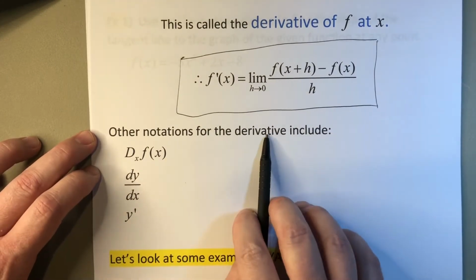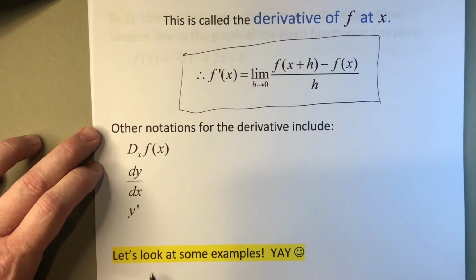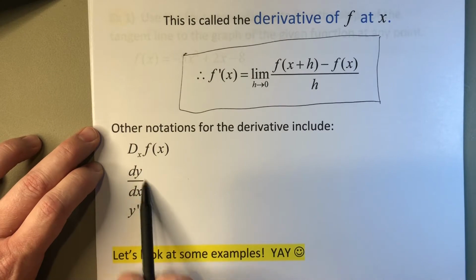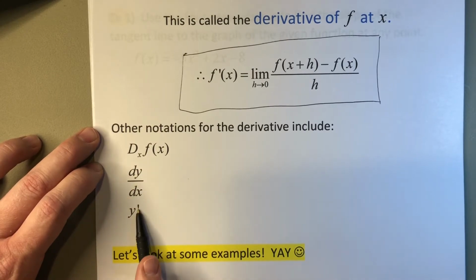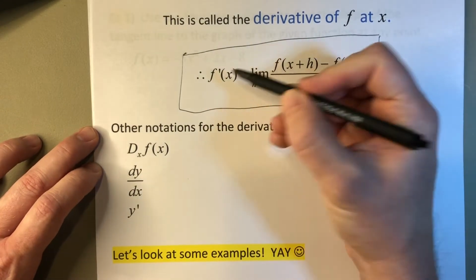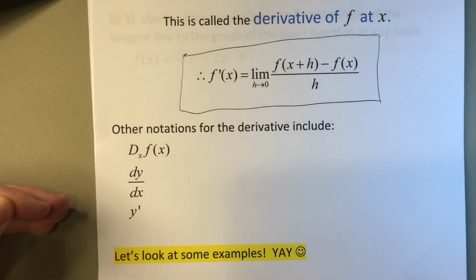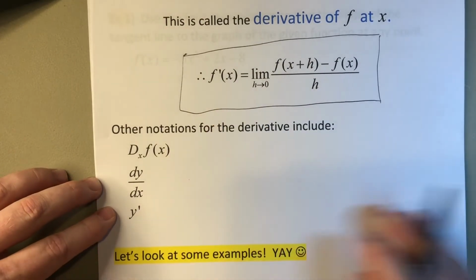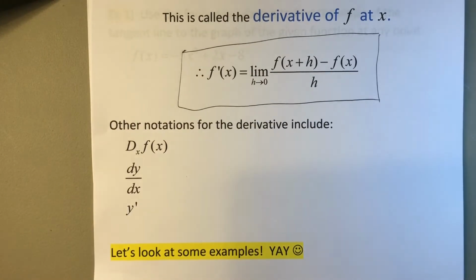Other notations for the derivative that may come up: you could have the derivative with respect to x of the function f of x, dy dx, or y prime. Again, this little apostrophe means you're looking at the first derivative, and you say it as prime, so f prime of x, y prime. All right, let's look at some examples.